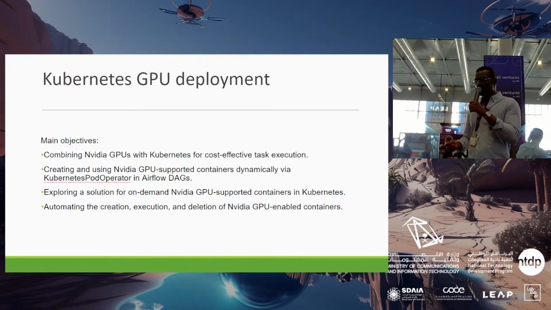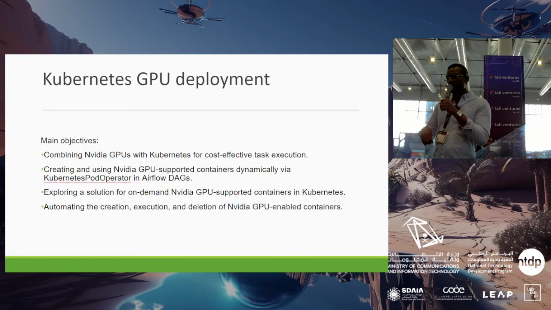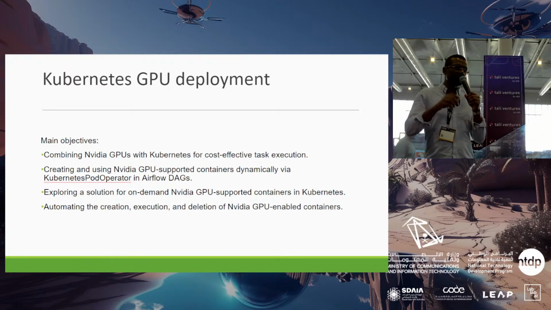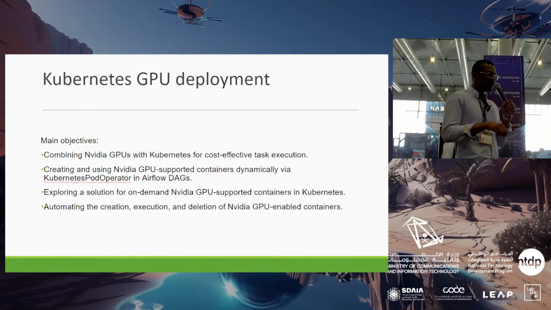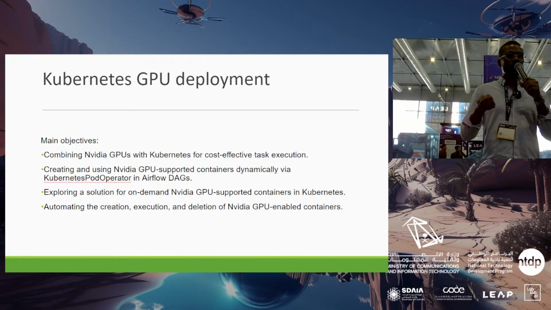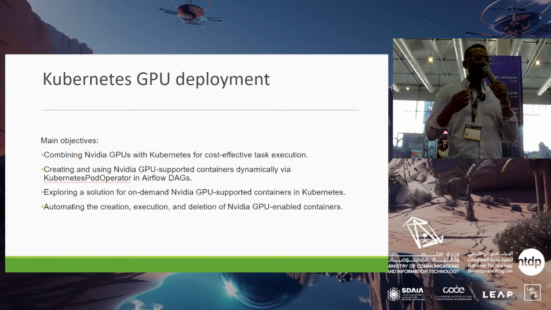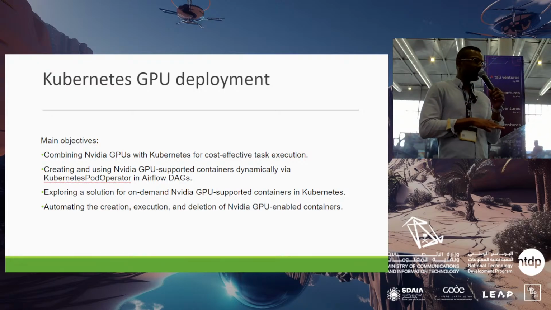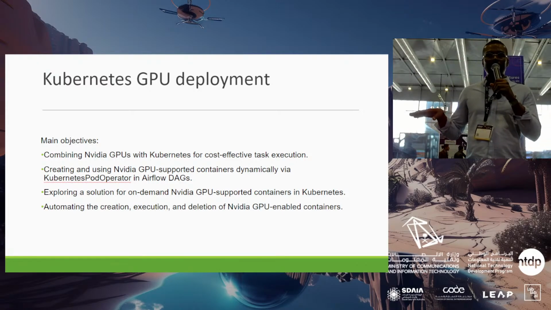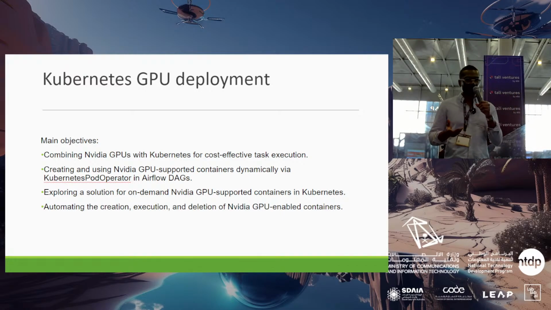So Kubernetes GPU deployment, what's the main objective of this? It's basically combining NVIDIA GPUs with Kubernetes for cost-effective task execution. If you have the skills and the knowledge to deploy your application on Kubernetes using GPUs, using models that you've created, you could save massive amounts of money. And you actually own and have actual AI products, right? We've seen that everybody who was doing ChatGPT applications, raising money in Silicon Valley, all those companies got wiped out. Who remained was the company that actually built meaningful applications using open source technology.